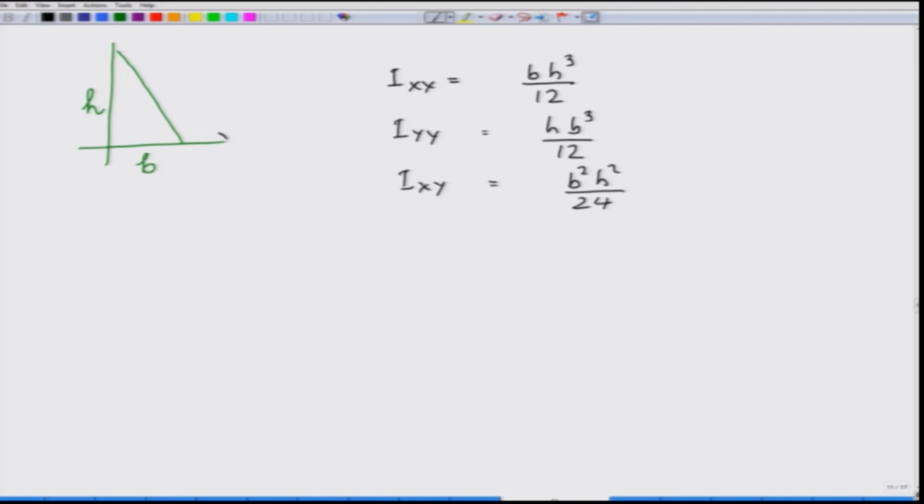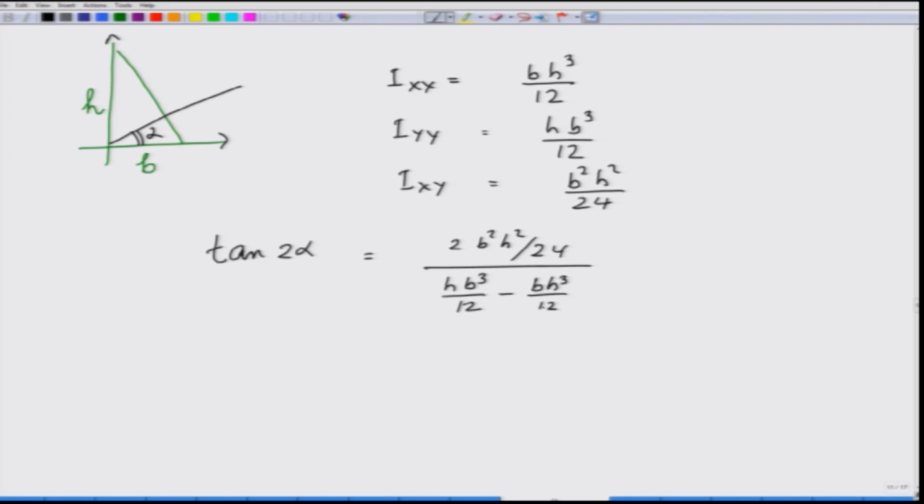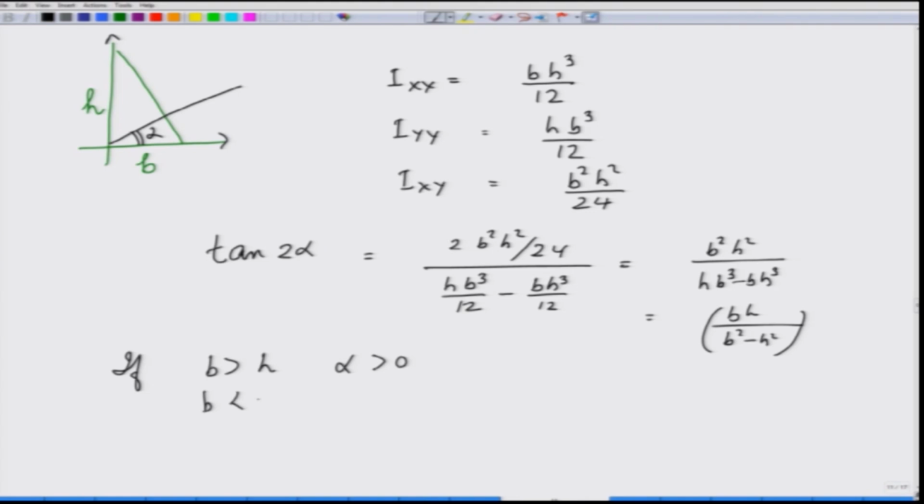So, obviously, x and y axes in this case are not the principal axes. If I were to find the principal axes, I would do a rotation by an angle alpha such that tangent of 2 alpha is 2 times b squared h squared over 24 over I_yy, which is h b cubed over 12, minus I_xx, which is b h cubed over 12. So, this gives me b squared h squared over (h b cubed minus b h cubed), which comes out to be b h over (b squared minus h squared). So, if b is greater than h, alpha comes out to be greater than 0. If b is less than h, alpha comes out to be less than 0. These are the principal axes.